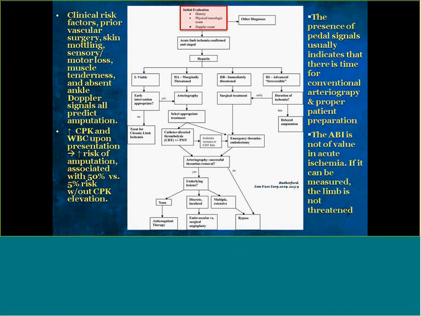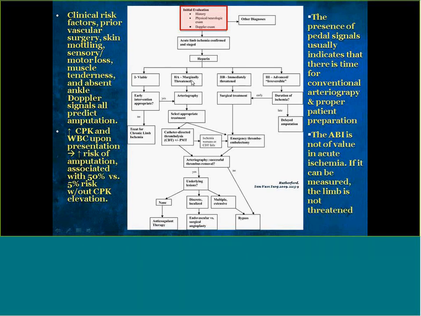So, the initial evaluation we've talked about. If you think they have acute limb ischemia, they're all going to get anticoagulated. Then we're going to look at how bad this leg is. Number one, all the way to the left, is the viable leg. Do we think we need to intervene acutely? If we're going to do it, we need an imaging study. Not always an angiogram. Maybe it's a CT angiogram, maybe it's an MRI. If you don't think it's early, maybe we treat it medically or electively.